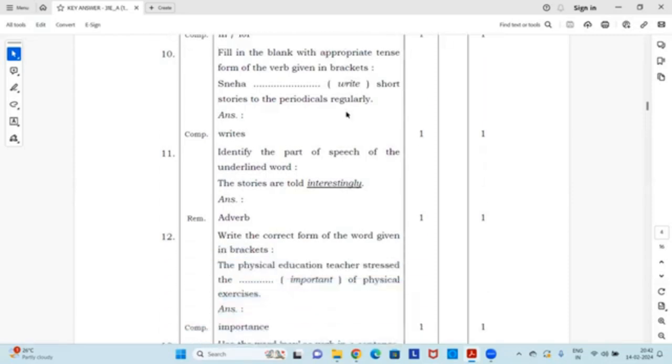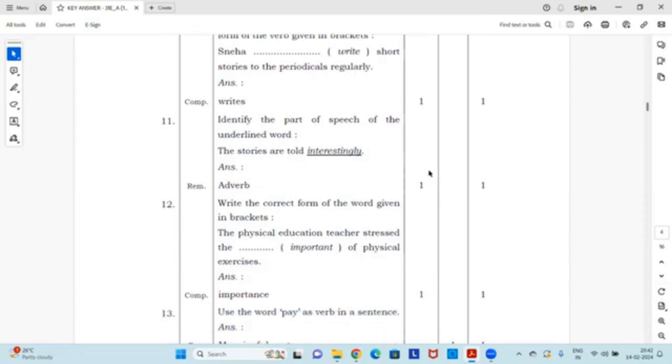Next, fill in the blanks with the appropriate tense form of the verb given in the bracket. You have to use the right form of tense of the word which is given in the bracket. Sneha dash, the word given is write, short stories to the periodicals regularly. So the correct form of tense of write will be writes. Sneha writes short stories.